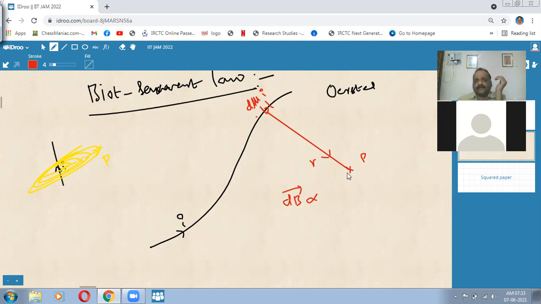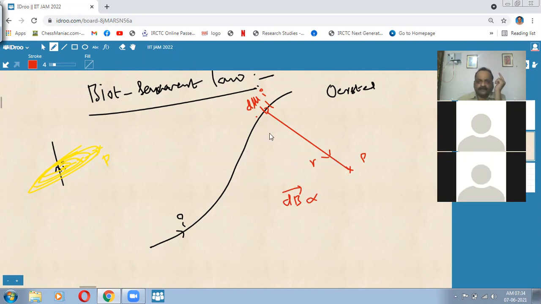How much the magnetic field will be depends on, first thing, the current in the wire. Exactly. More the current, more will be the magnetic field. Less current, less will be the magnetic field. So it is proportional to I. And similarly, proportional to dl also, the length of the element you are considering. You consider an infinitesimally small element, small magnetic field will be present. You consider a bigger element, more magnetic field will be present. So it is proportional to dl also.